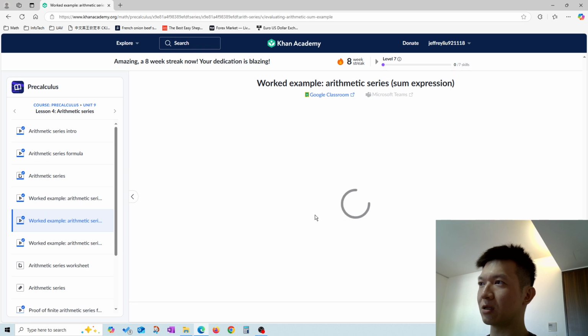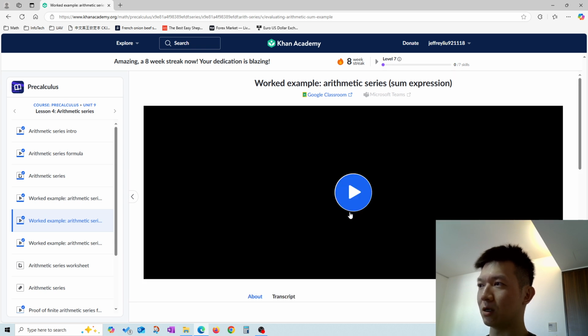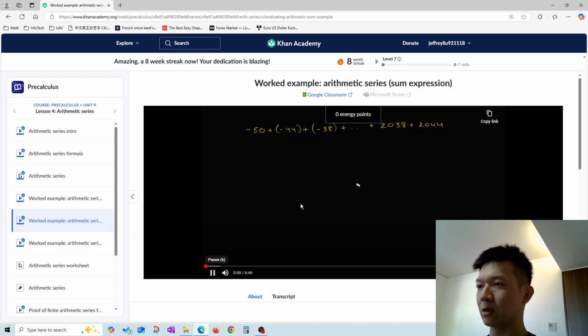Let's look at another example. Okay, so as I said before, it can be negative as well. It can start from the negative. There's no limit. There's no restrictions on that, right? So this will still be a series. They start from the negative number and we add 6 to that, right? We add 6 to that all the way to the last number, which is 2044.